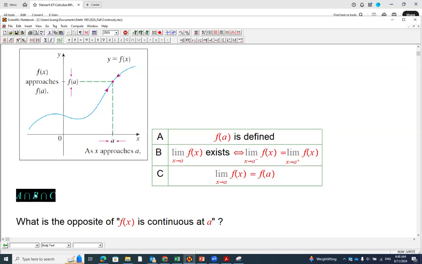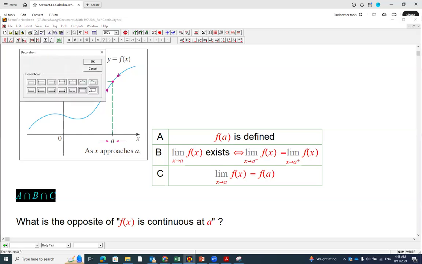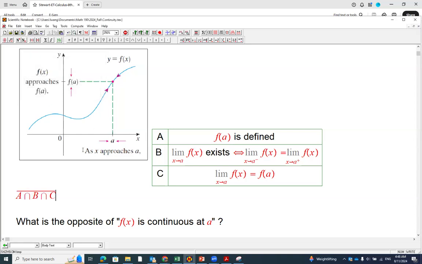So all three must be true. Now, the opposite, which is not continuous, would be the not, okay? Let me find the symbol. I think this is the symbol. Okay, that's the not.